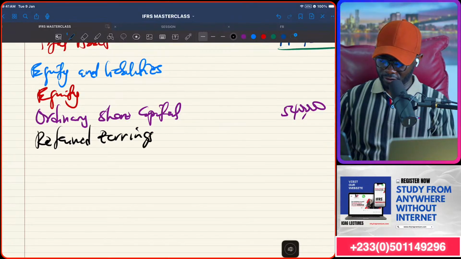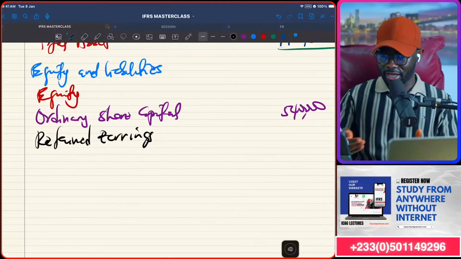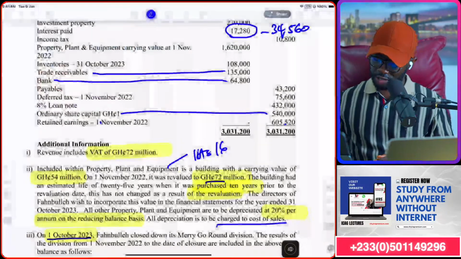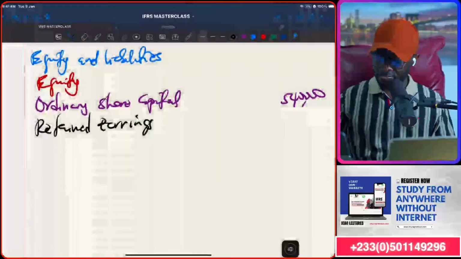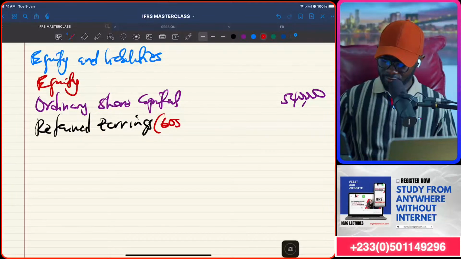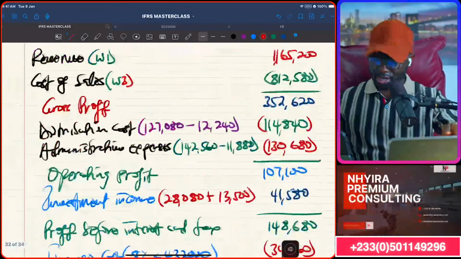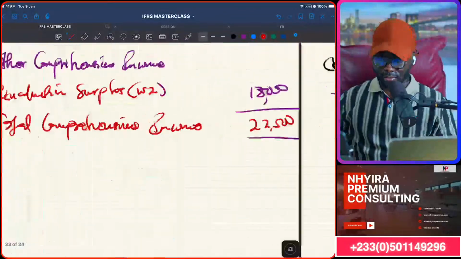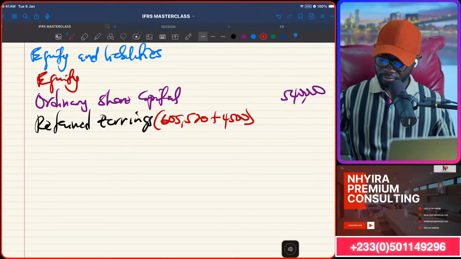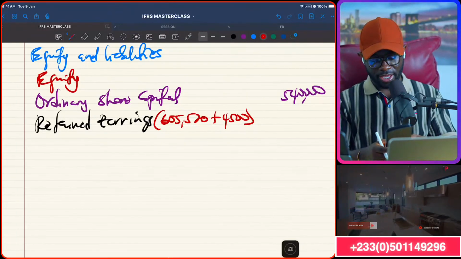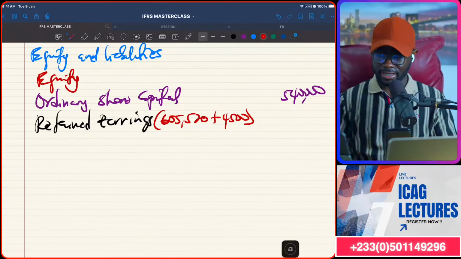Remember, the profit for the year must come in the retained earnings, so we can do it actually on the face of the financial statement. The opening figure is 605,520. We add the profit for the year from the P&L account, 4,500 to that. We could have done it as a separate working, 605,520 plus 4,500. And that is 610,020.